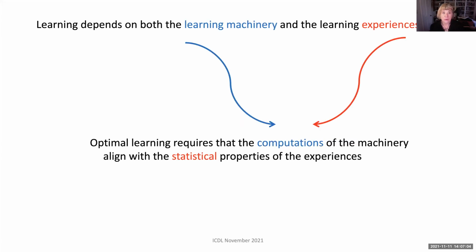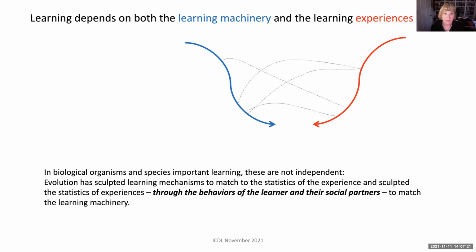So, to begin, learning depends on both the learning machinery and the learning experiences. Optimal learning really requires that the computations of the machinery align with the statistical properties of experience. In biological organisms, and particularly for species important learning, the learning machinery and the learning experience are not independent. Evolution has sculpted learning mechanisms to match the statistics of the experience, and has sculpted the statistics of experience through the behaviors of the learner and the social partners who play a role in generating the data for learning to match the learning machinery. For these reasons, I think studying the statistics of everyday learning experiences is the path to a deeper understanding of the underlying mechanisms.